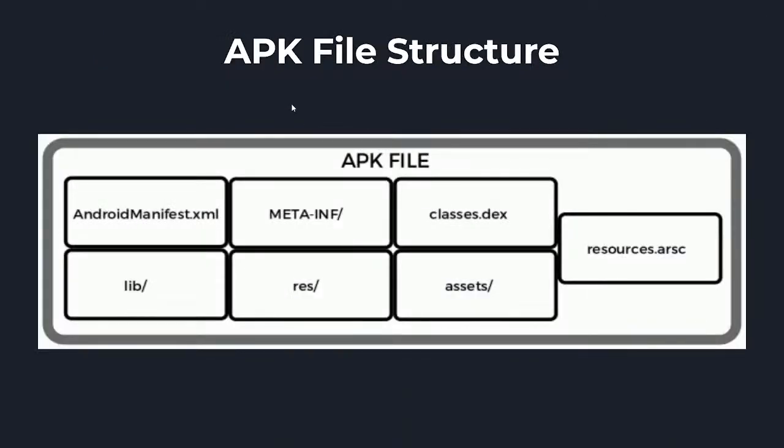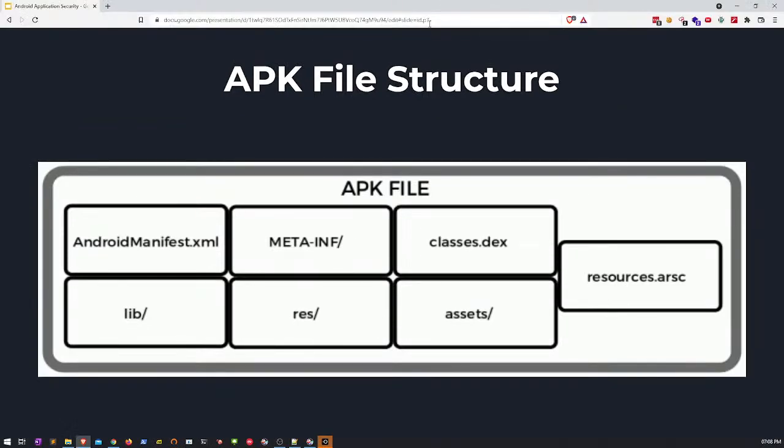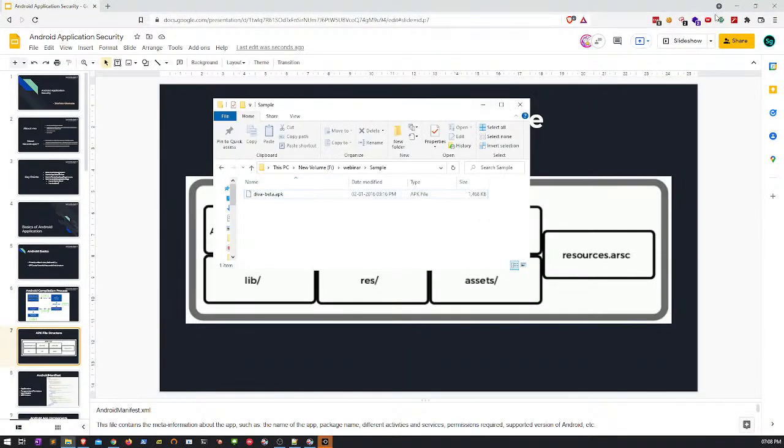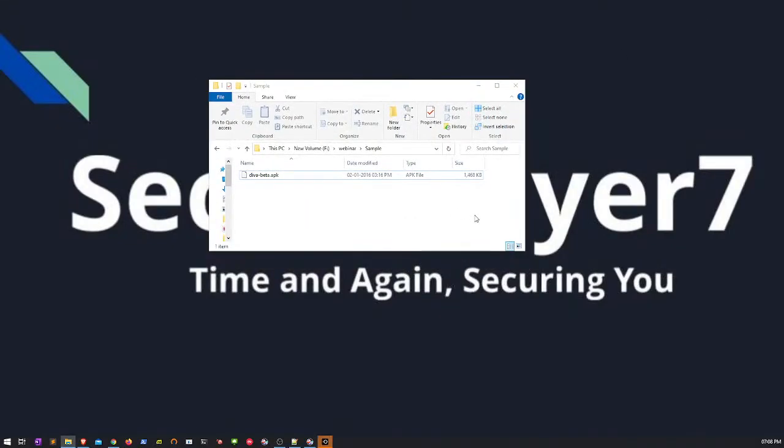We have the typical APK file structure here. Once we decompile an APK file, we will get an Android manifest file. Then there will be some folders and some text files and ARSC files. I will just show this briefly. I have one application in mind. Okay, so this is the application. This is a Diva application.